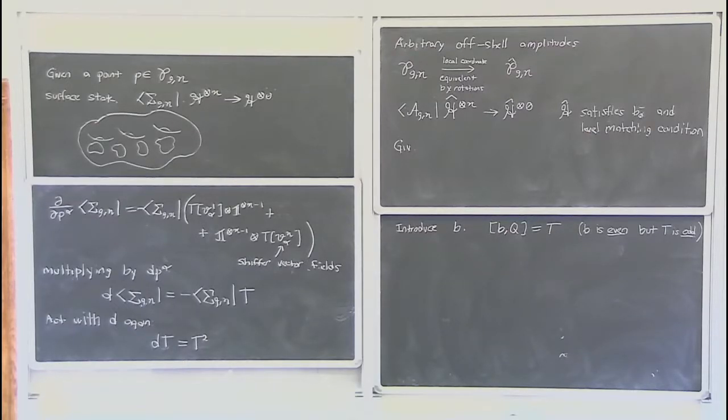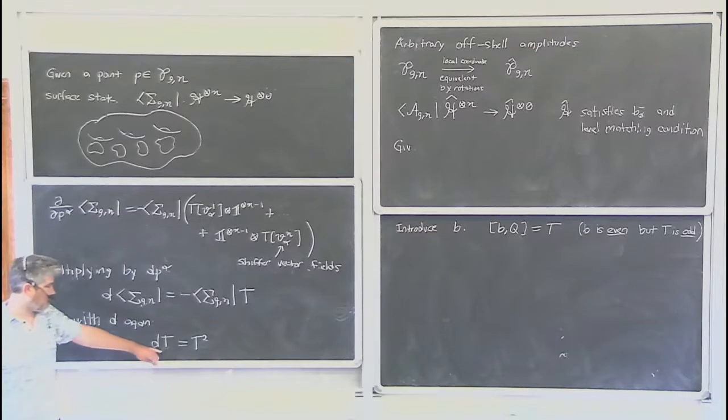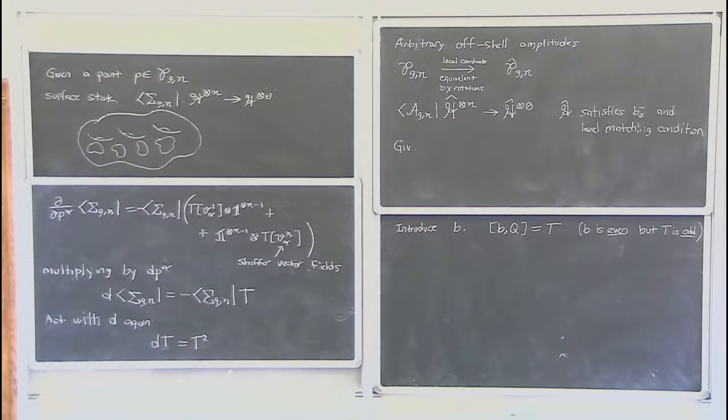The last equation is essentially an equation on the Schiffer vector fields, because you could start with the equation of T. So what this is saying is that the exterior derivative of the Schiffer vector field is given by the Lie bracket. So the exterior derivative on the moduli space is given by the Lie bracket of the vector fields.